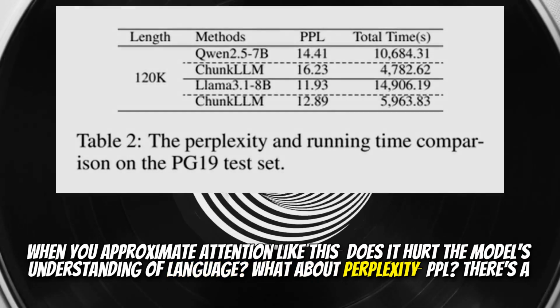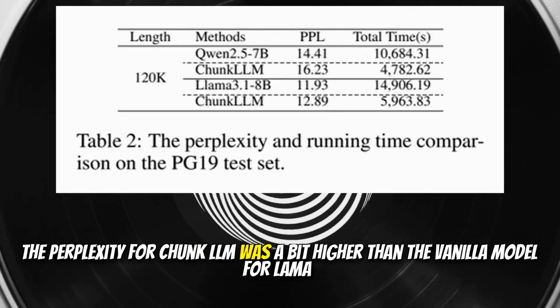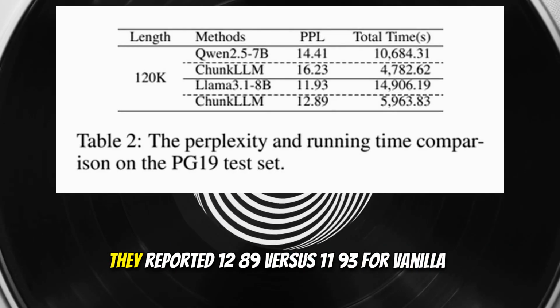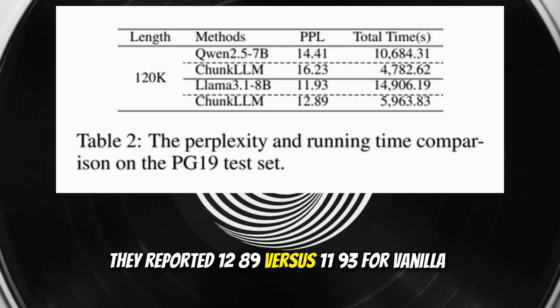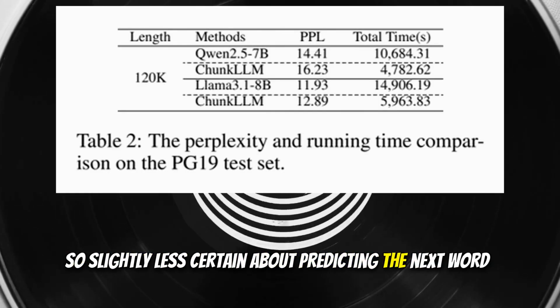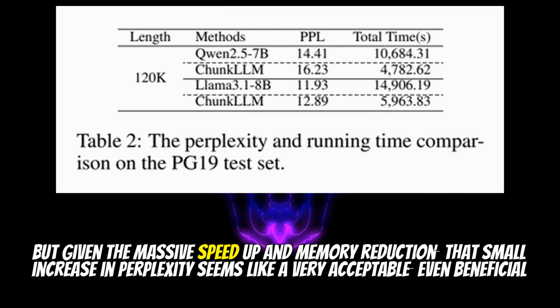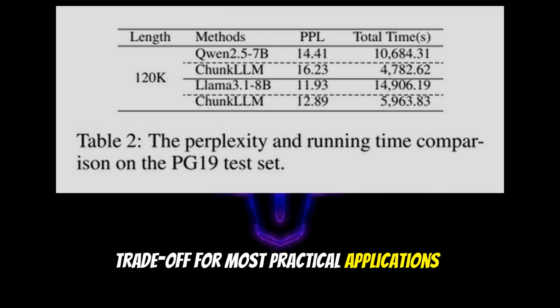What about perplexity, PPL? There's a slight trade-off, yes. The perplexity for ChunkLLM was a bit higher than the vanilla model for Llama. They reported 12.89 versus 11.93 for vanilla. So slightly less certain about predicting the next word. A tiny bit, yeah. But given the massive speed up and memory reduction, that small increase in perplexity seems like a very acceptable, even beneficial trade-off for most practical applications.